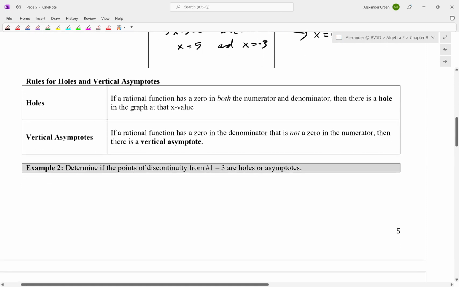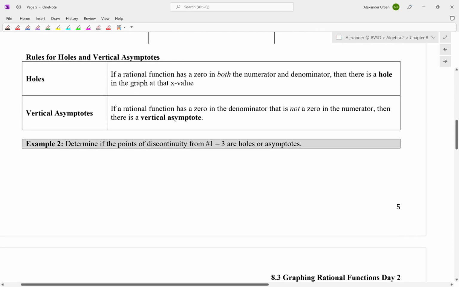So here are some rules for vertical asymptotes and holes. If a rational function has a 0 in both the numerator and denominator, then it means it's a hole. The way that I remember this is: it's reducible but not forgotten. That is what a hole is. If a rational function has a 0 in the denominator that is not a 0 in the numerator, then it is a vertical asymptote, not reducible.